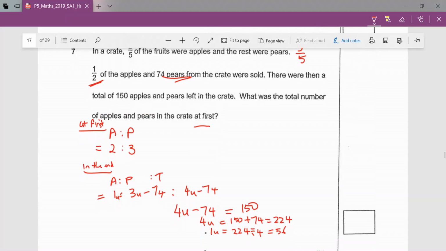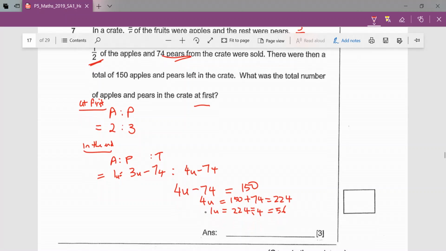1 unit is 224 divided by 4, which is 56. Total number of apples and pears in a crate at first, the total is 5 units, right? So 5 units would be 56 times 5, 280.